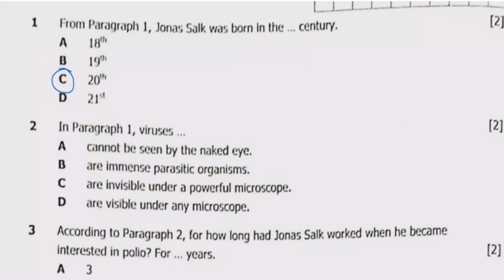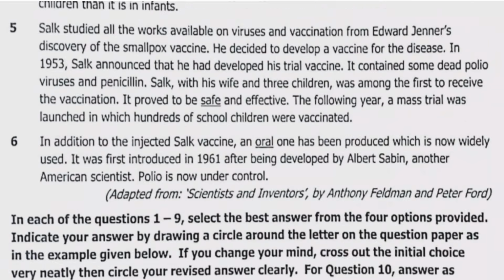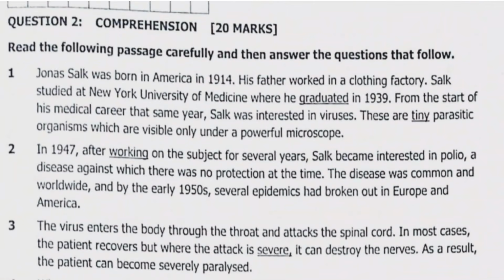We come to question 2, which is also coming from paragraph 1. Viruses, so in paragraph 1, viruses dash: A, cannot be seen by the naked eye. B, are immense parasite organisms. C, are invisible under a powerful microscope. D, are visible under any microscope. So we go back to paragraph 1 until we find what is being said there.